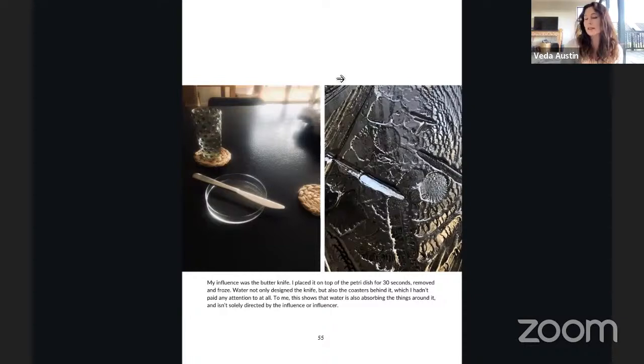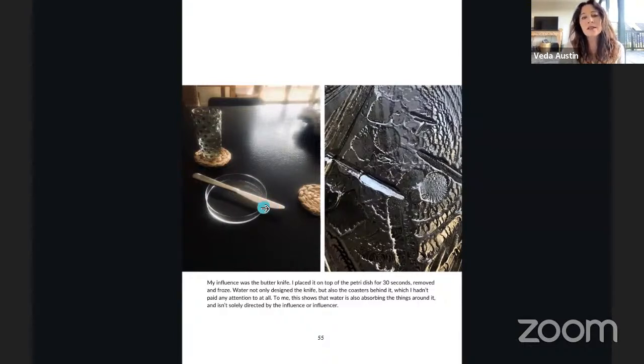My influence, and this was from years ago, so my influence was this butter knife. I do so much work in the kitchen, and I often just use things that are nearby. I have an everything drawer in my kitchen. I get something out of the everything drawer, and I think, okay, let's see what will happen.